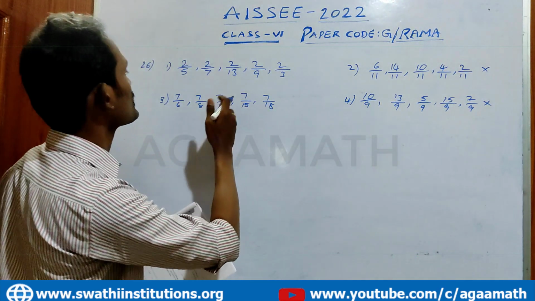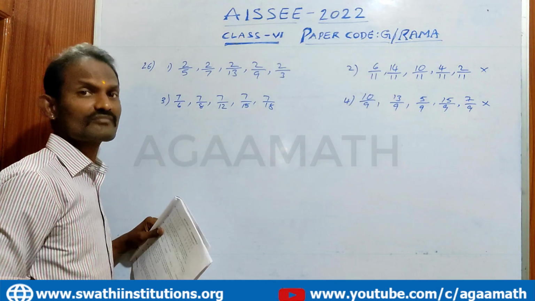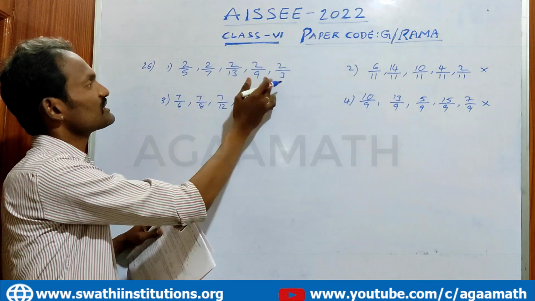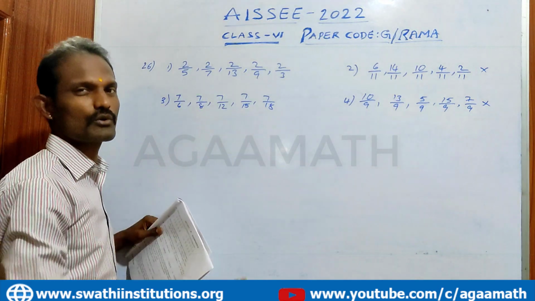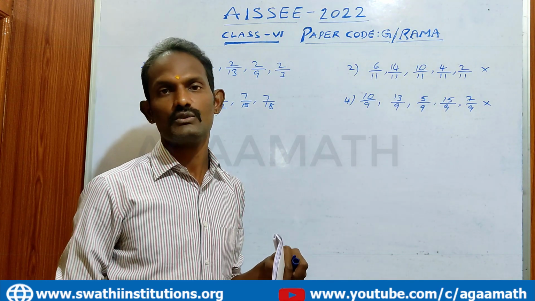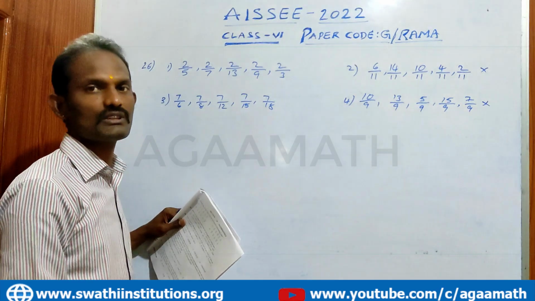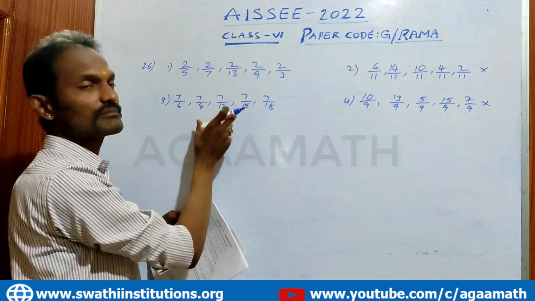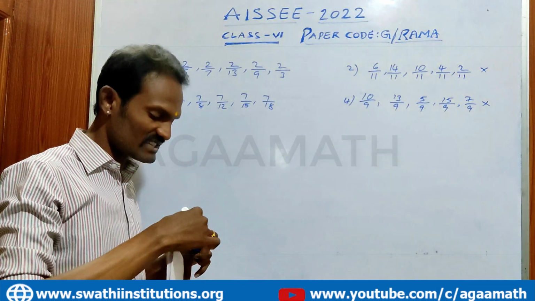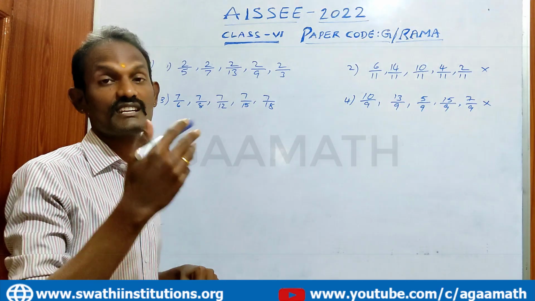Now I come to this one. Here the numerators are the same. When the numerators are the same, generally we see the different denominators. If you go through making like fractions and checking, it's a really huge process. But instead, when the numerators are the same, you just look at the denominators. When the denominator has a smaller value, that means it is the greater fraction.